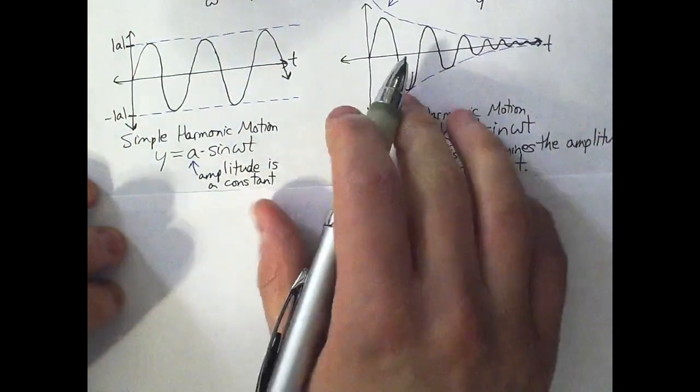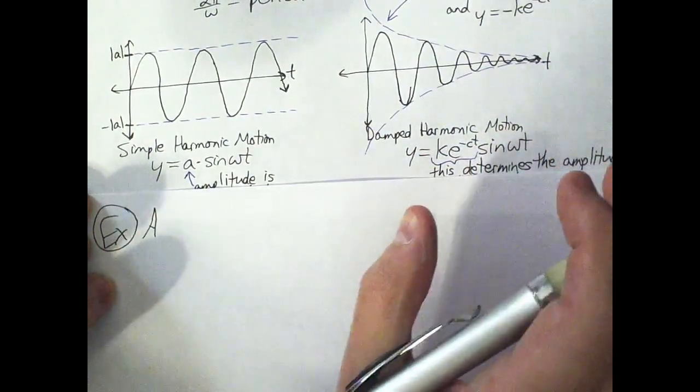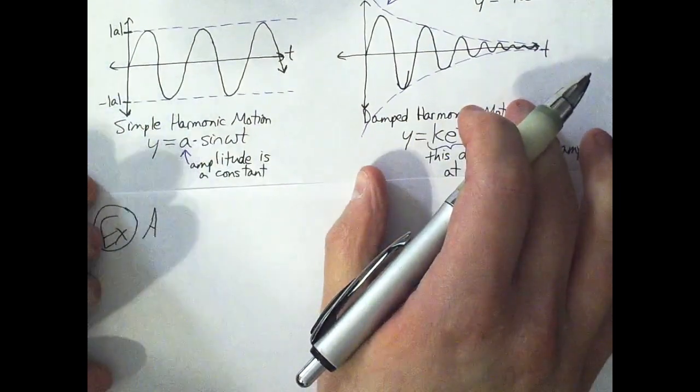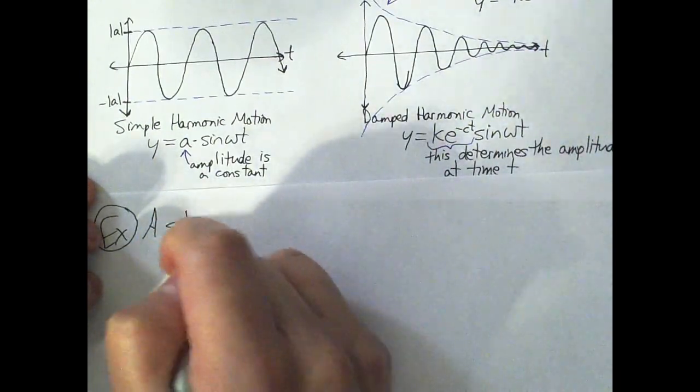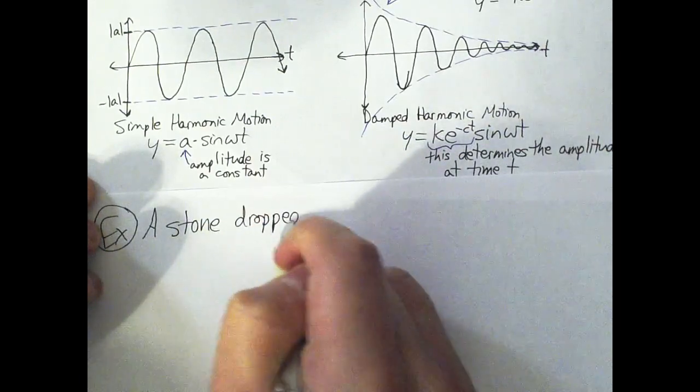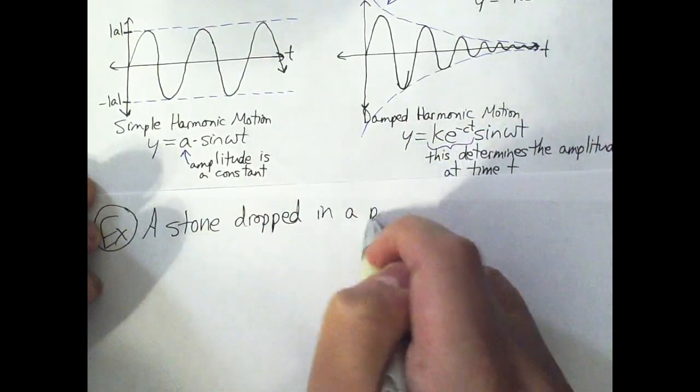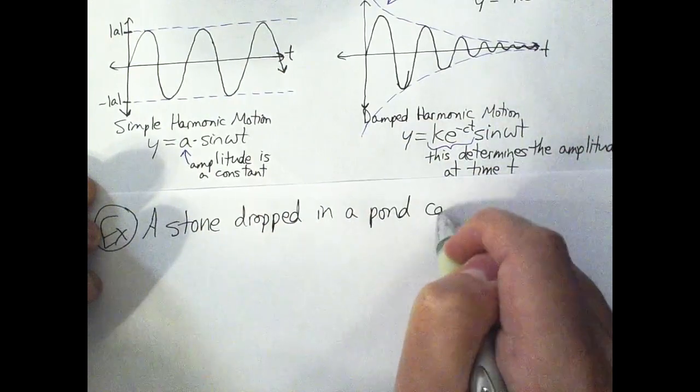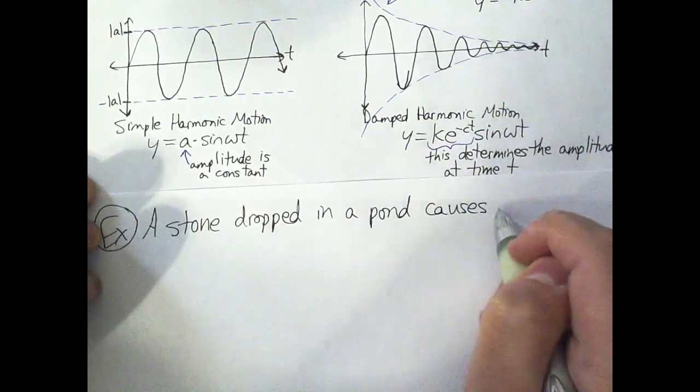All right, so give me a minute or so to write this problem. Some of these word problems seem pretty long. All right, instead of talking about a musical instrument and instead of talking about a spring with a mass attached to it, let's talk about something else. We're going to talk about a stone dropped in a pond causes waves to form.